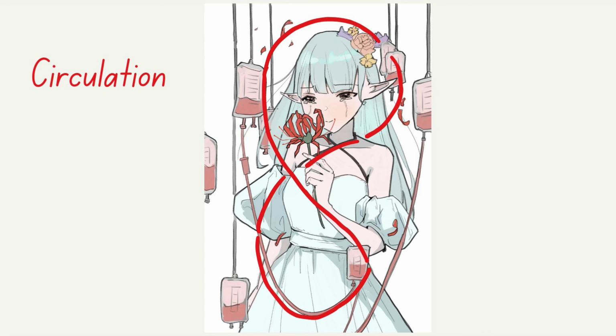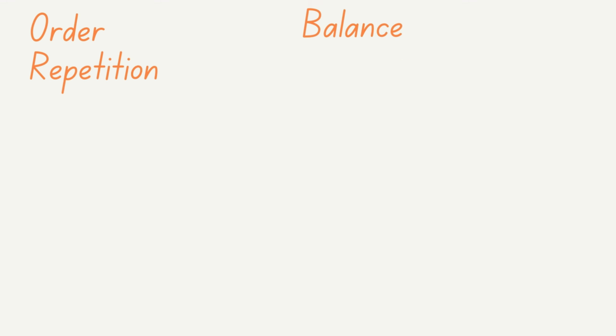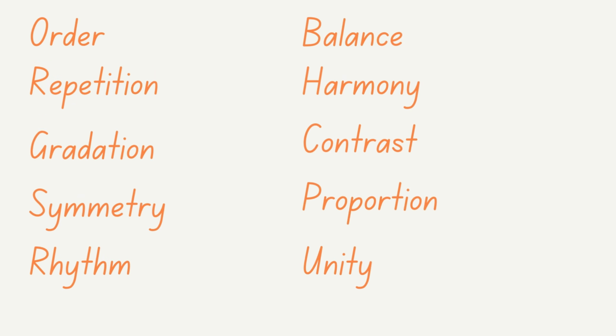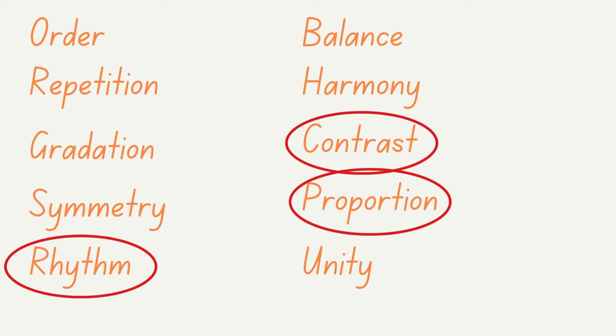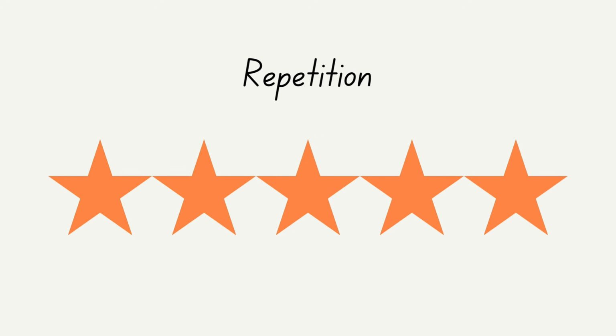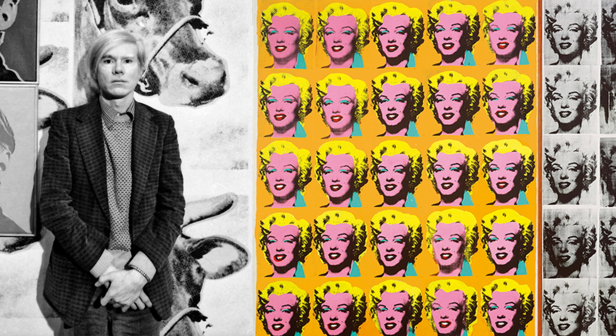Let's first look at how to arrange a single repeating object. Design has 10 principles. Among them, contrast, proportion, and rhythm are more suitable for use in illustration. For example, arranging 5 stars in a row is called repetition in design. However, such an arrangement feels unnatural. Of course, some styles of illustration might use this kind of arrangement.